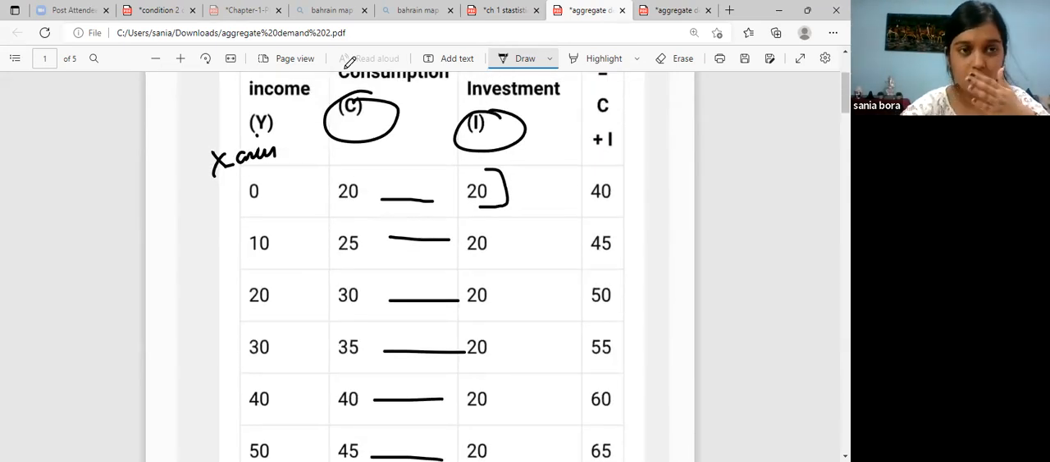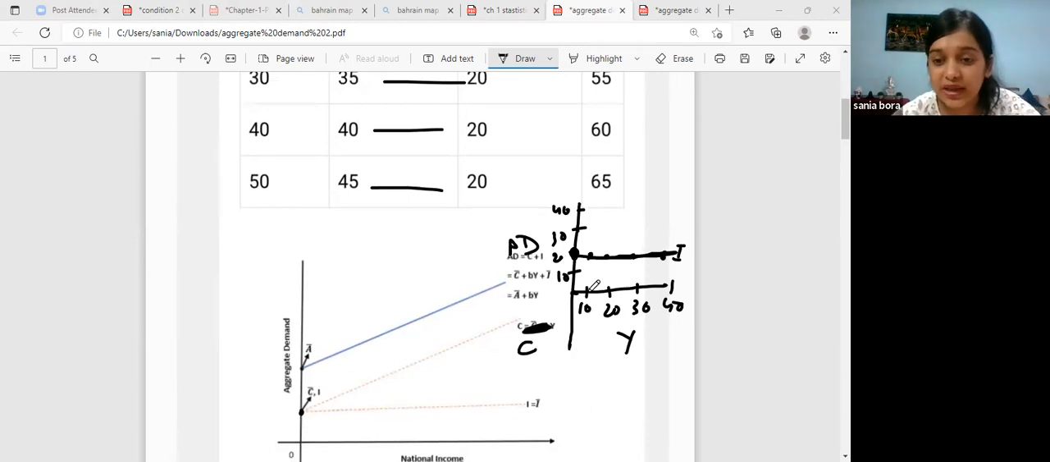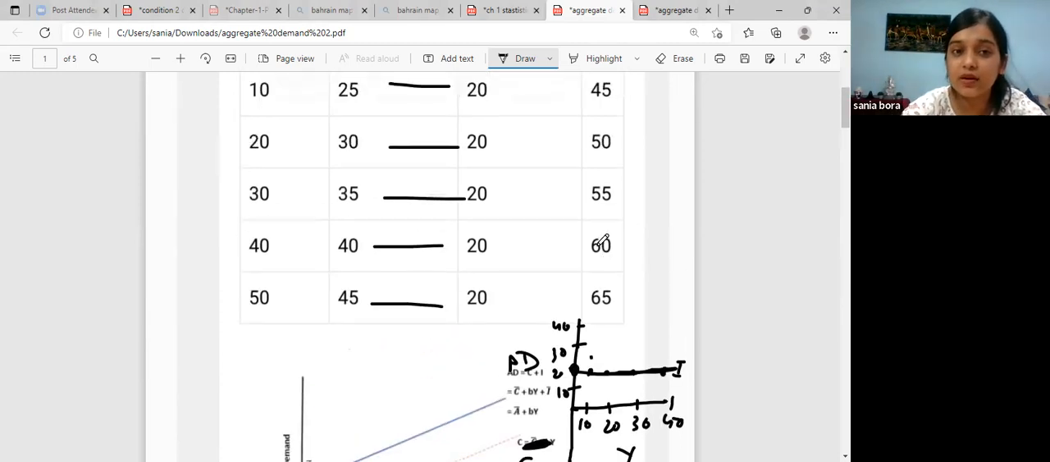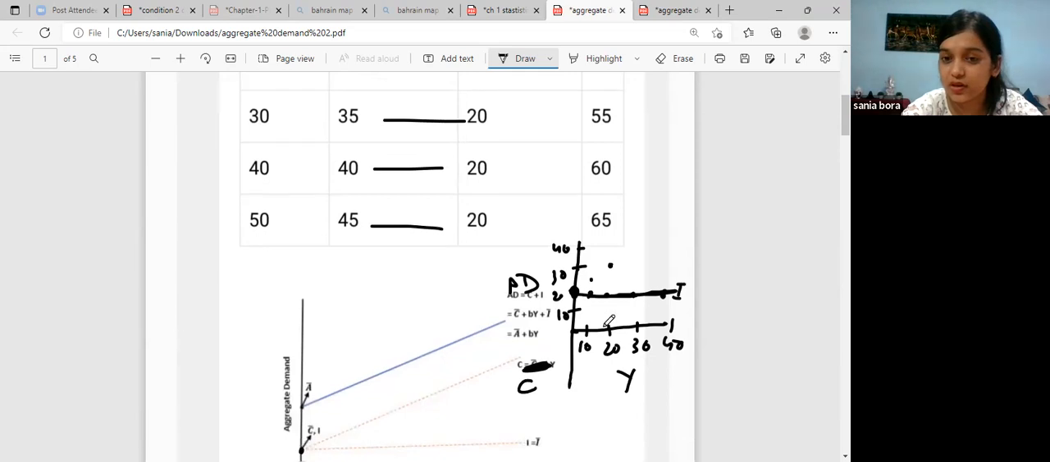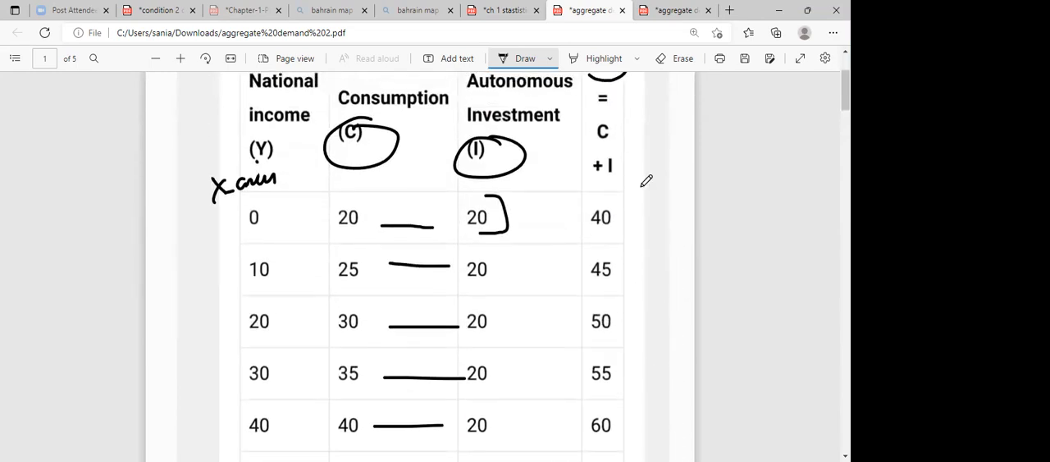Then for 10 it was 25. So somewhere it will be like here, right? Then for 20 it is 30. Then for 30 it is 35. So you can see it is increasing like this, right? Got it? This is your C. Others got it? Good.